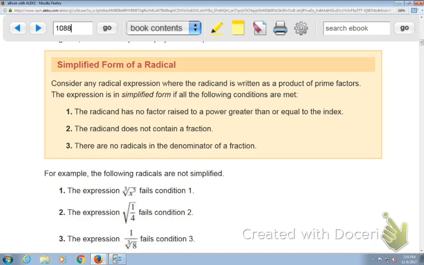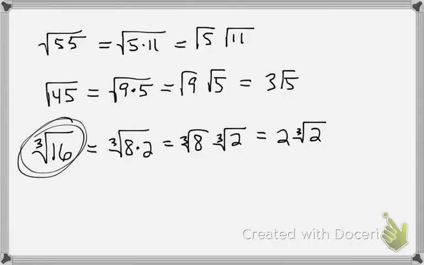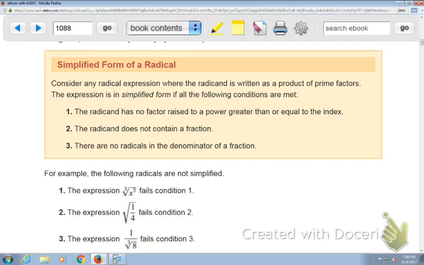So if we look back, cube root of 16 was not simplified because isn't 16 2 to the 4th power? 16 is 2 to the 4th. But then don't I actually have a power inside that's bigger than the root? So that's what number 1 means. You can have no factor raised to a power greater than or equal to the index.